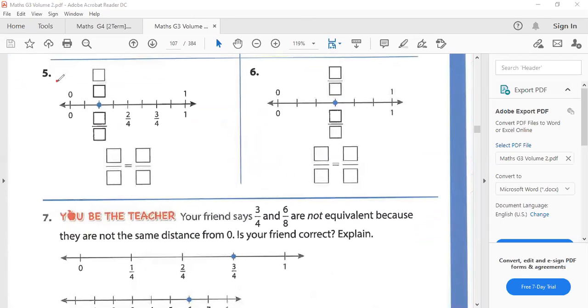Question number 5. We started with 0 and end with 1 also. So we are dividing down. Could you tell me what is the missing fraction down before 2/4? We are dividing into how many parts? 4. So it is 1/4. Yes, 1/4. And up, we are dividing by how many parts? Let us see. 1, 2, 3, 4, 5, 6, 7, 8.